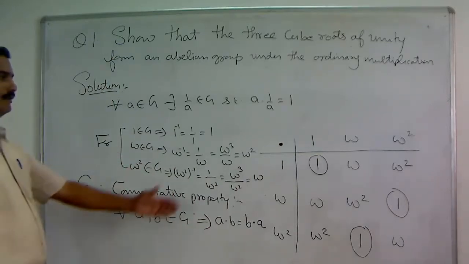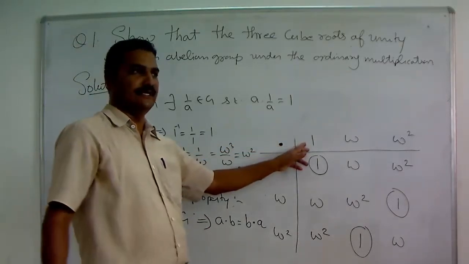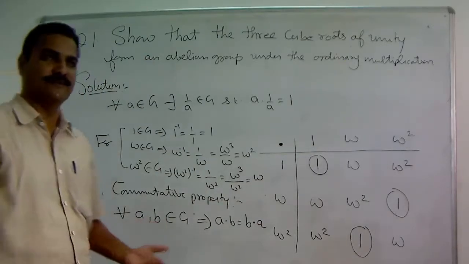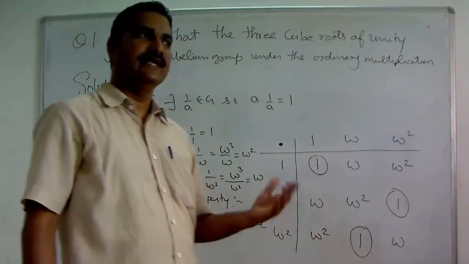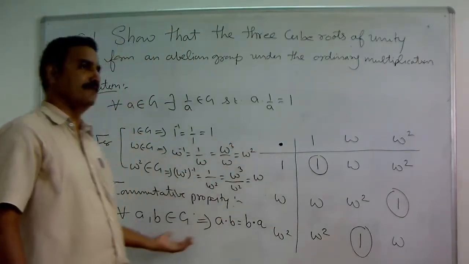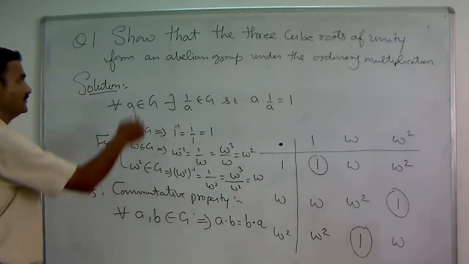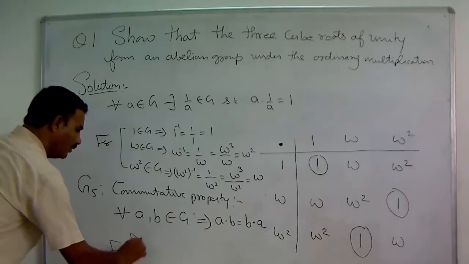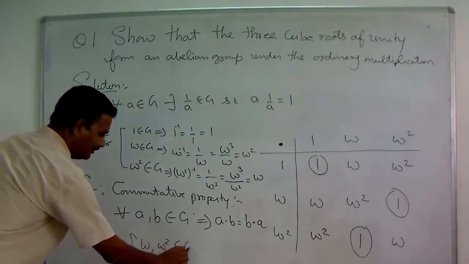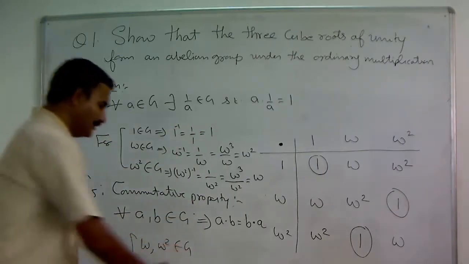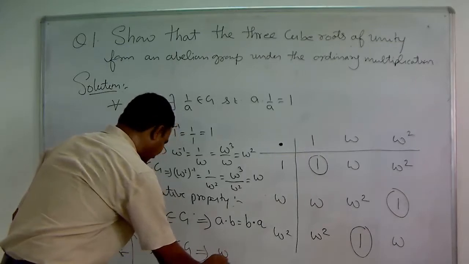And because all the members of G are complex numbers, and as we know that all complex numbers always possess a commutative property for addition as well as multiplication. But in our case, we have multiplicative operation. So obviously, all three members of G possess this commutative property. For example, let us consider two elements of G, omega and omega square. Let us check whether they are commutative or not.